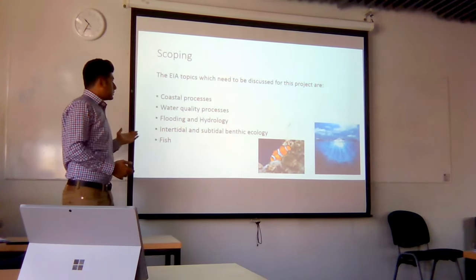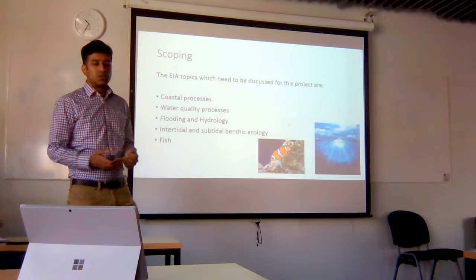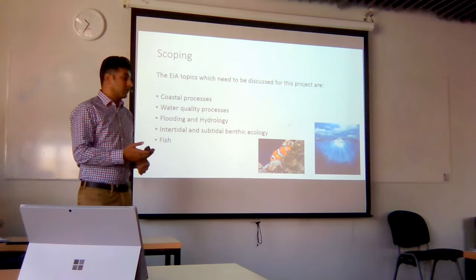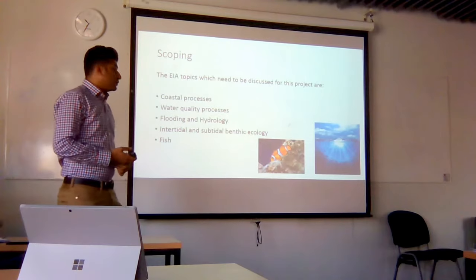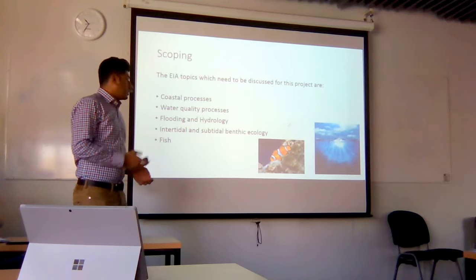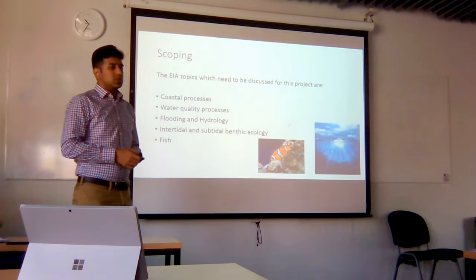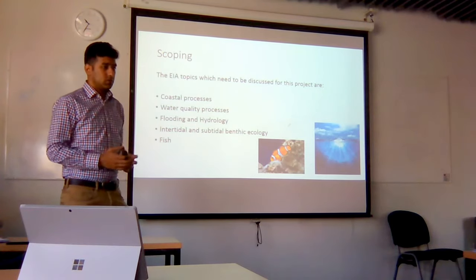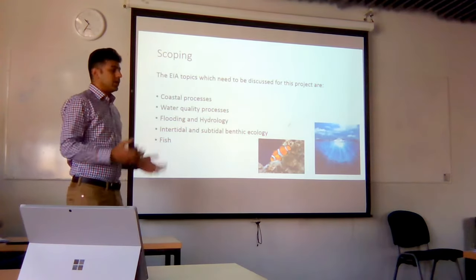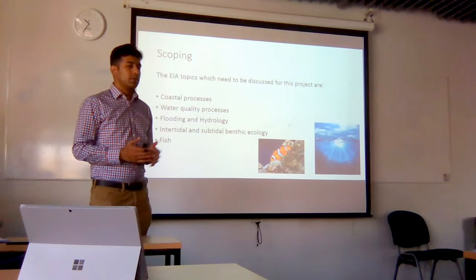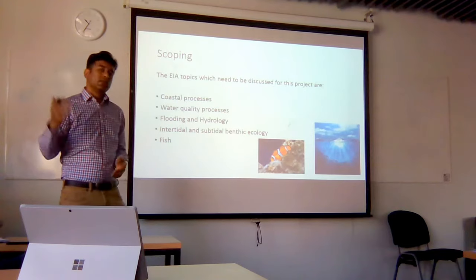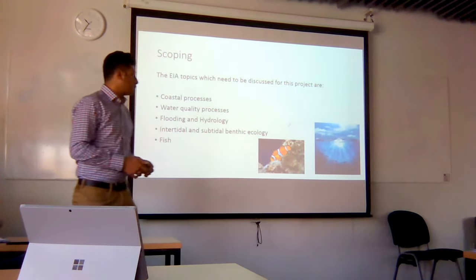The next step is water quality processes. By the exploration of this project, the water quality either physically or chemically may be affected, so that needs to be checked beforehand. Flooding and hydrology: after the installation of this project, the flooding in that area must be controlled because a wall will be constructed, so that area may be saved from flooding. But on the other hand, we need to check that it might cause flooding in some other areas. So this we can check before.